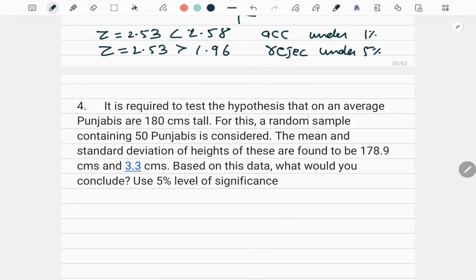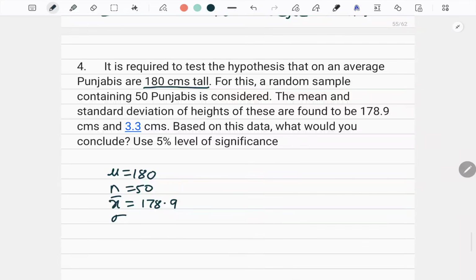It is required to test the hypothesis that on an average Punjabis are 180 centimeters tall. Okay, so mu is equal to 180. For this, a random sample of 50 Punjabis is considered. So n is equal to 50. The mean height of this is found to be 178.9, so x bar is 178.9, and standard deviation is given as 3.3. It is given for the sample, but I told you if it is given for the sample, you can use it in the formula. Now I will write down the hypothesis and then apply the formula.